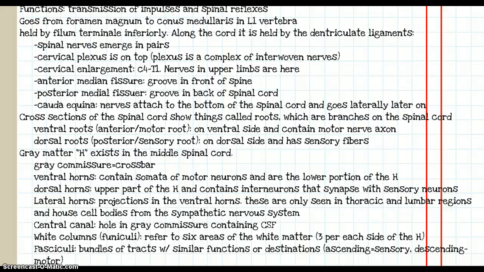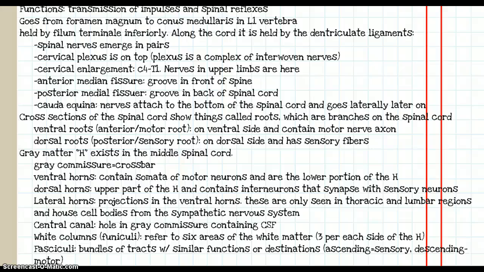Anyway, after that, there are white columns or funiculi, and these refer to six areas of white matter, three per each side of the H. They are the anterior or ventral columns, the posterior or dorsal columns, and the lateral columns as well.